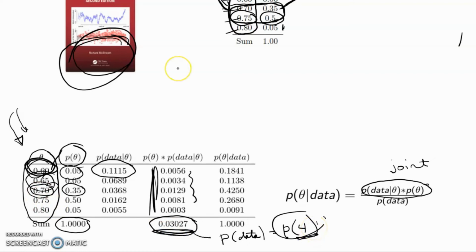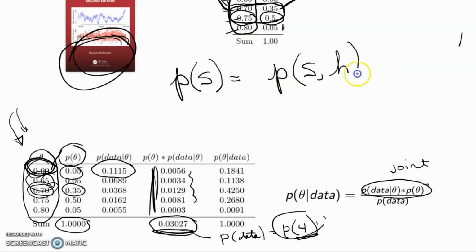Or, as we saw earlier, if we think about trying to calculate the marginal probability of a tree being any one species, we start off with the joint probability that a tree is in a particular species and height class, and then sum over all the height classes. So this is the probability of the data, this is the probability of the data.